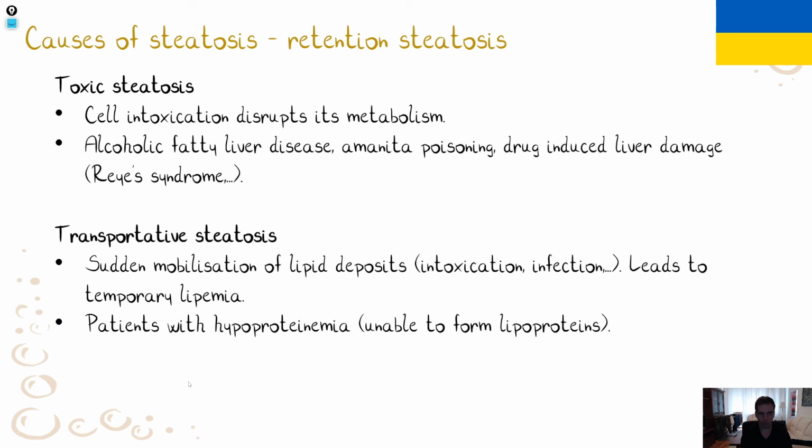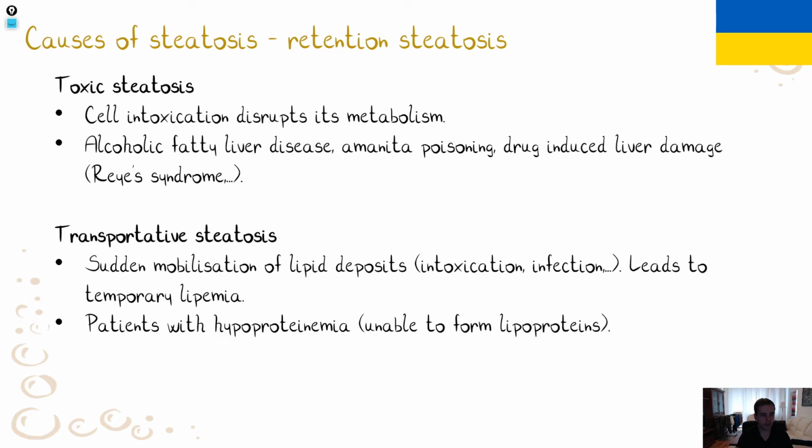Another big group of causes of steatosis is toxic steatosis. It means the cell was intoxicated by something which disrupted its metabolism. Typical example, alcohol. Alcohol is toxic for hepatocytes and induces fatty change. So alcoholic fatty liver disease is a typical example of that. Or amanita poisoning, mushroom poisoning, another example. Or various drugs like medicaments can induce liver damage, which is very often associated with steatosis. We should mention Reye's syndrome, which is a severe complication of aspirin intake in smaller children.